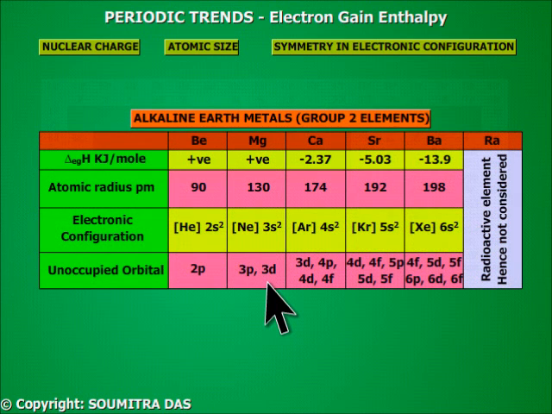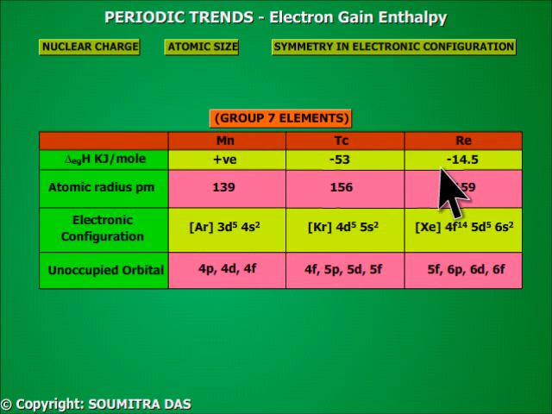Then comes the group 2 elements. Beryllium and magnesium have positive electron gain enthalpy due to symmetry in electronic configuration. These elements also have symmetry but have empty orbitals with more and more space. Therefore, the electron gain enthalpy becomes slightly negative. Then comes the group 7 elements.